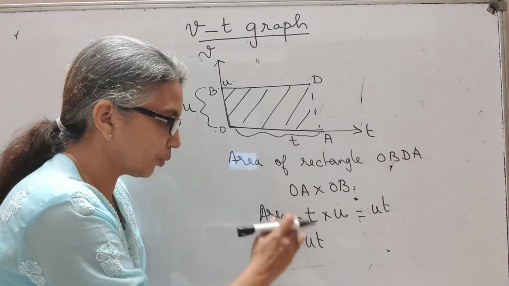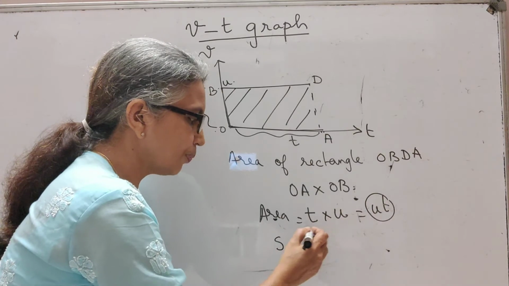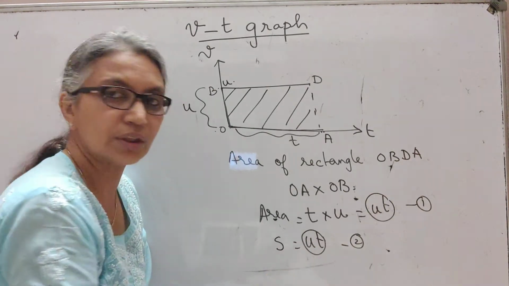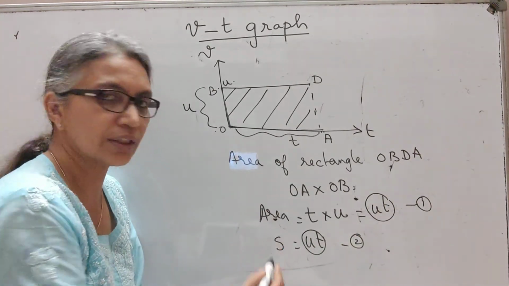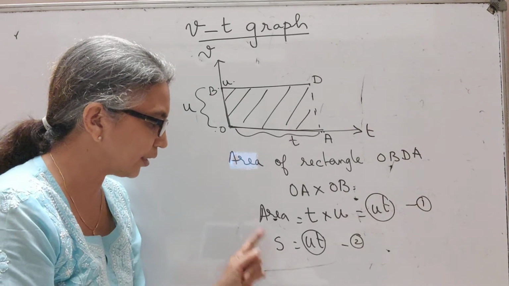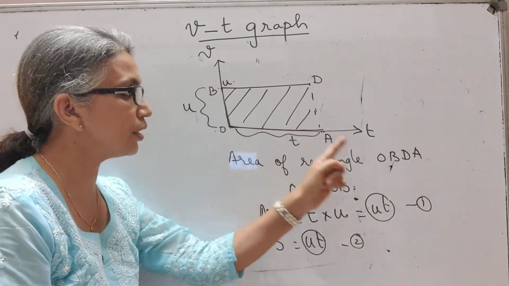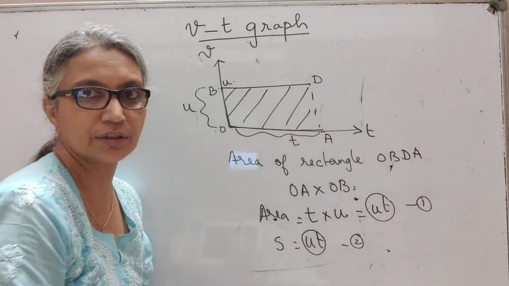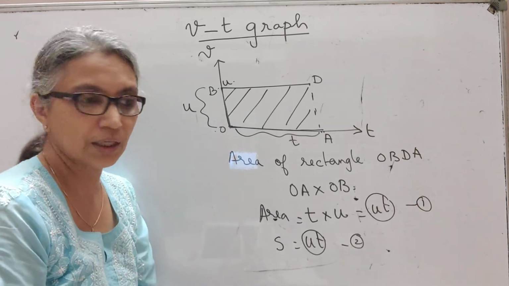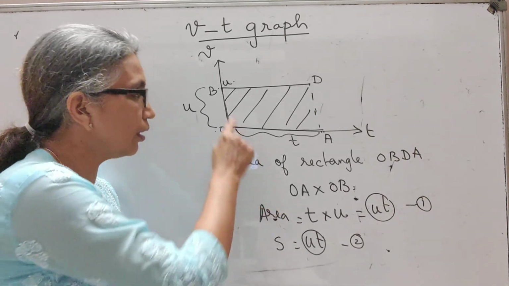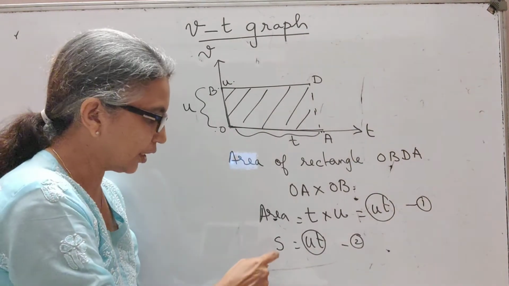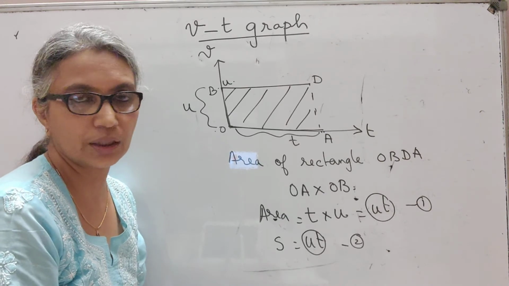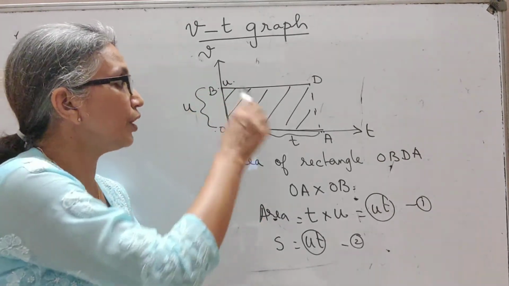If you compare these two equations, let's say this is equation 1 and this is equation 2, the right hand side of both the equations is the same. So naturally the left hand side also should be the same. So we see that the area under the VT graph gives you the displacement of the particle in that time interval t. Okay, I repeat. From this we see that the area under the VT graph will represent the displacement of the particle in that time interval.